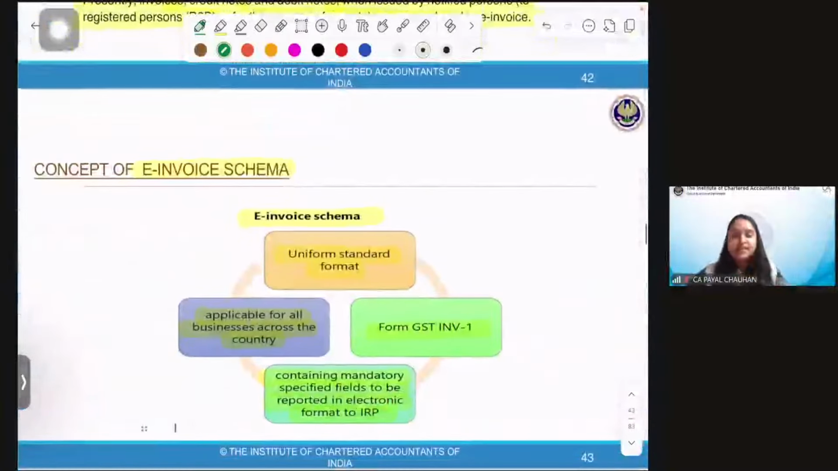See, now you are uploading the mandatory field on IRP. This whole process is known as e-invoice schema. There is a standard format, and those mandatory fields will be filled in GST INV-01 by every kind of business transaction, right? And it is uniform all over the country. Perfect. Next question to you.